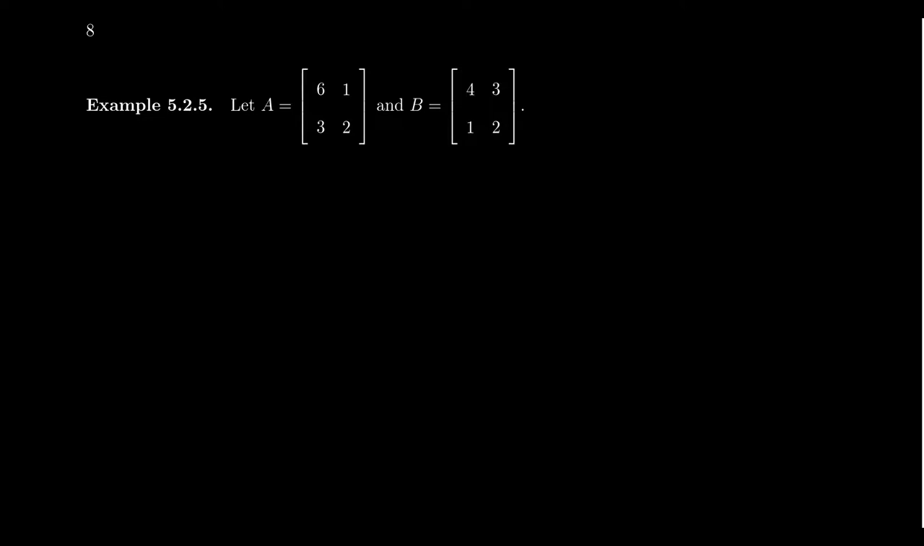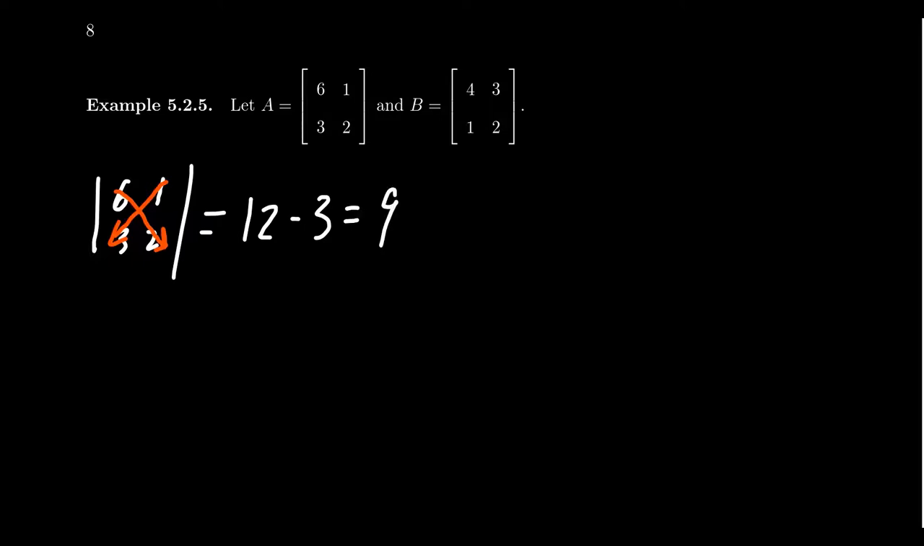So consider the following. If we take the determinant of A, 6, 1, 3, 2, this is just a 2 by 2. Remember how we do this one. You take the product of this diagonal and subtract it from the product of this diagonal. So you get 6 times 2, which is 12, minus 1 times 3, which is 3. That gives you 9. If we do the next one, 4, 3, 1, and 2.